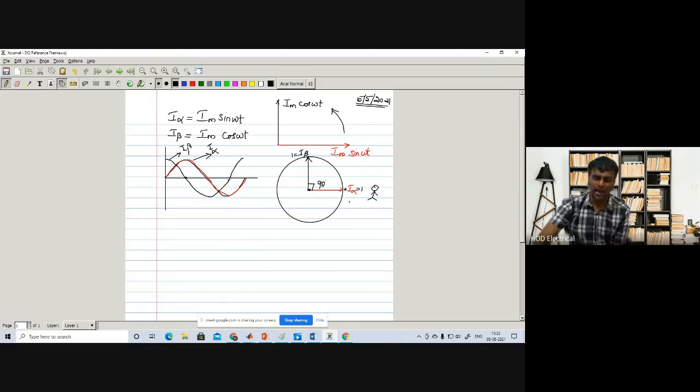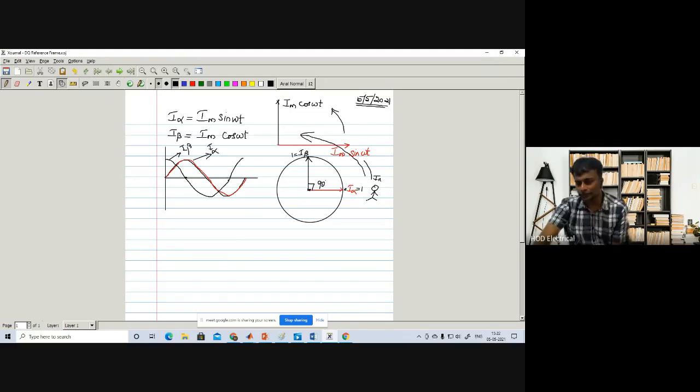Now I want to make it DC. DC means what? I am going to take another one car, which is nothing but the IX car. I am going at the same speed, parallel with these two axes. I will go at the same speed. It will be parallel to these two axes.